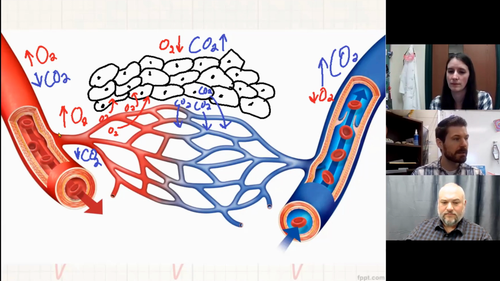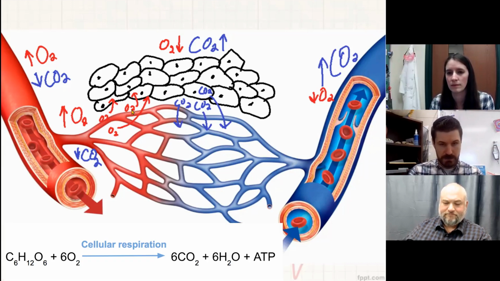So the oxygen-rich blood, with high oxygen concentration and low CO2 concentration, comes into a body tissue, and you can see the cells up above, their little nuclei up there. Each of those cells, remember, needs energy, and the process for producing that energy is cellular respiration. It uses glucose and oxygen, and it produces carbon dioxide, water, and the ATP energy.